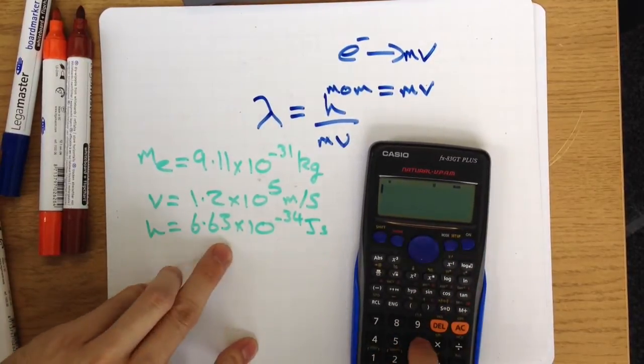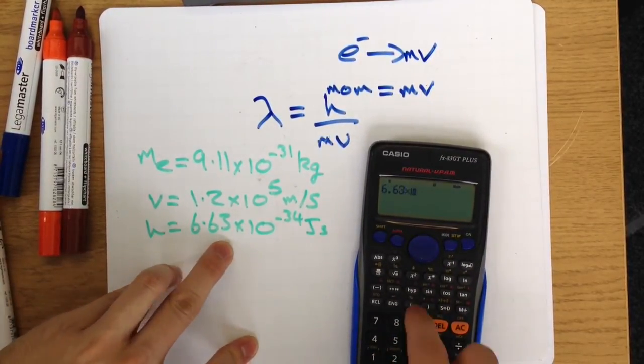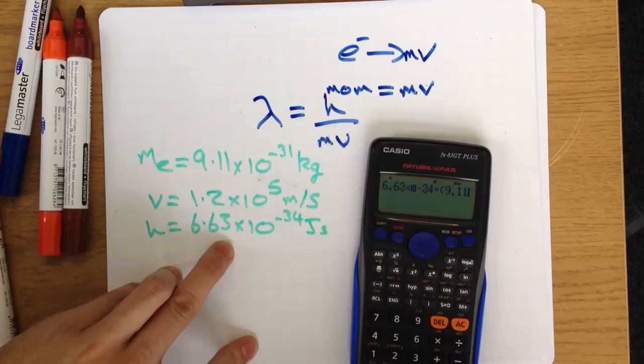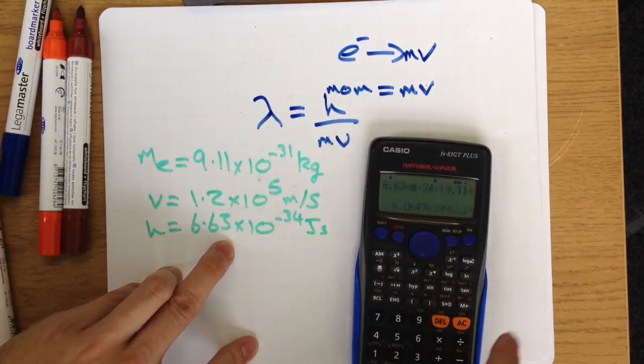So what have we got here? 6.63 exponent minus 34 divided by... I realise I'm old school in that I use brackets. Brackets rock. Brackets make calculators safer. Well, this is true. And it breaks it up for you so you know you're doing it right.